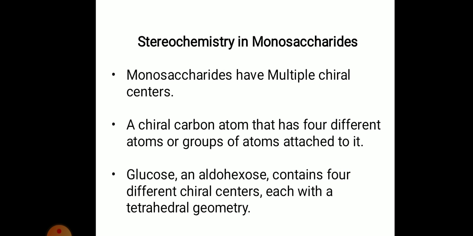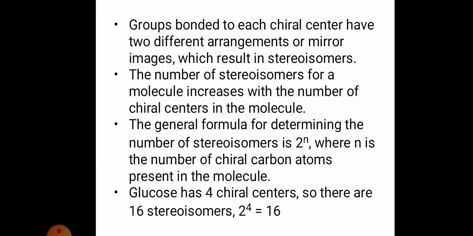Now stereochemistry in monosaccharides. Monosaccharides have multiple chiral centers. A chiral center is an atom which has 4 different atoms or groups of atoms attached to it. If we take the example of glucose, it has 4 different chiral centers, each having tetrahedral geometry. Groups attached to each chiral center have two different arrangements or mirror images, which results in stereoisomers. The number of stereoisomers for a molecule increases with the number of chiral centers. The general formula for determining the number of stereoisomers is 2 raised to power n. In glucose, there are 4 chiral centers, so the number of stereoisomers possible is 2 raised to power 4, equal to 16.